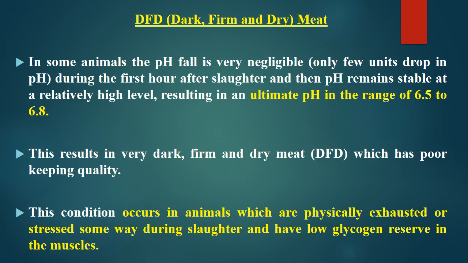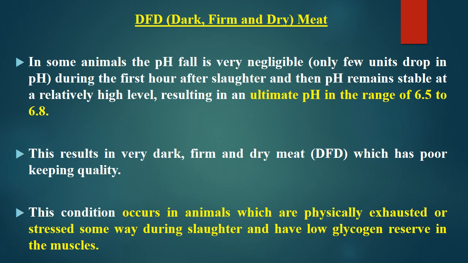This condition occurs in animals which are physically exhausted or stressed in some way during slaughter and have low glycogen reserve in the muscles. As I mentioned, the glycogen reserve plays an important role in pH decline. This we have discussed in the conversion of muscle to meat in a UG lecture.